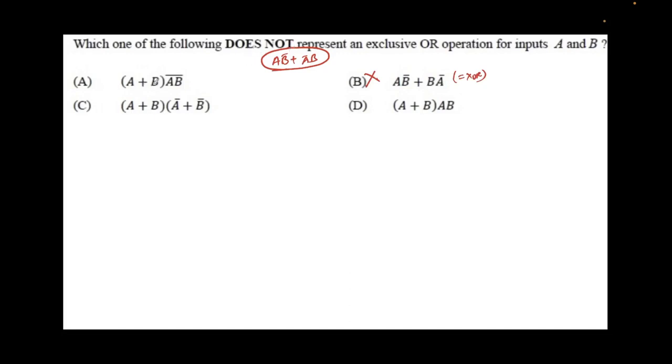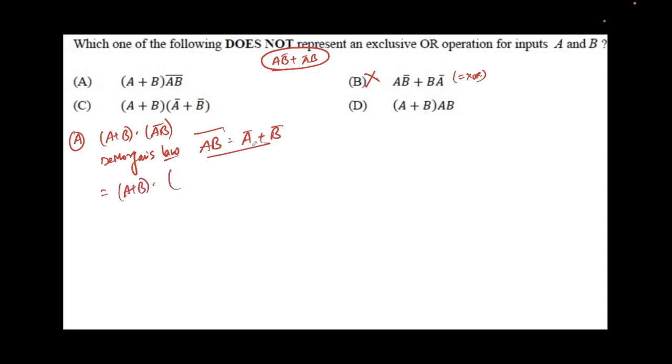Okay. Now for the other three we have to solve. So let's first solve option A. Option A says A plus B times A B whole bar. Now, De Morgan's law says that A B whole bar is nothing but A bar plus B bar. So let's put that here. So A plus B times A B whole bar will become A plus B times A bar plus B bar.